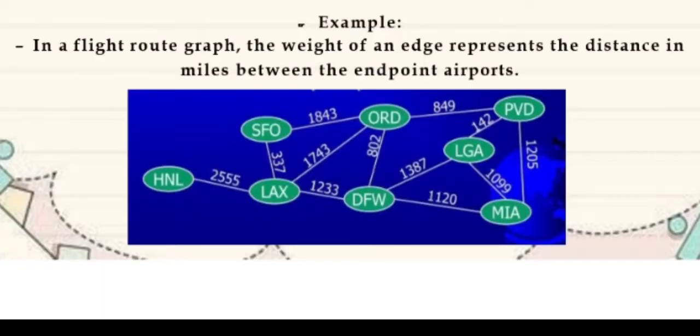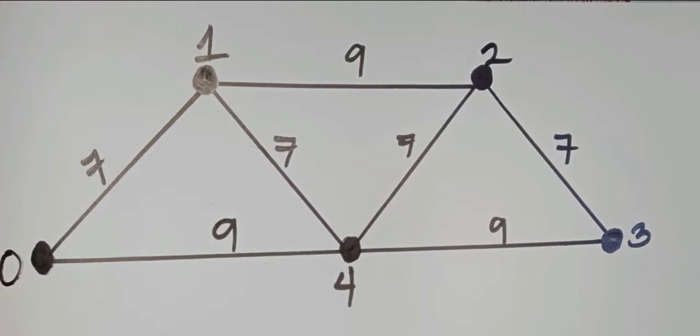For example, in a flight route graph, the weight of an edge represents the distance in miles between the endpoint airports. As you observe in the graph presented, there are oval shapes with letters inside and line segments with corresponding numbers. The oval shapes are the vertex, and the line segments are what we call edges. The letters represent the airports, while the numbers represent the weight of an edge, or the distance in miles between the endpoint airports. So we have here an example of a weighted graph, and we're going to determine which is the weight and which is the vertex.